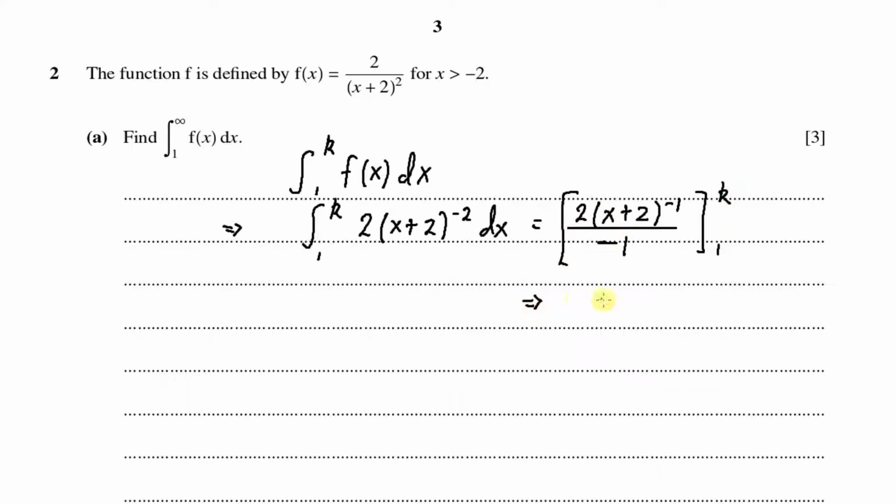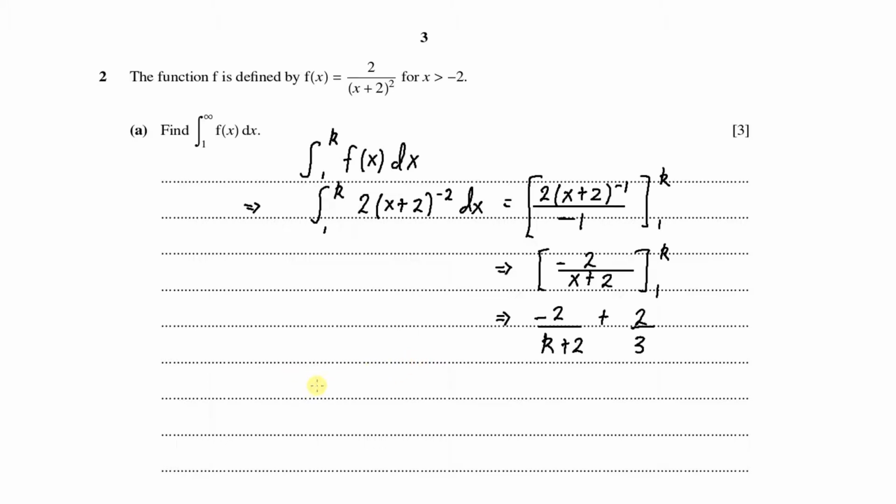So this can be expressed as minus of 2 over (x plus 2) with our limits. So this is just another way of expressing it. And we can simplify this to, substituting k, we'll be having minus 2 over (k plus 2). And substituting 1, we'll be having minus of minus, so we have plus 2 over 1 plus 2, which is 3. So this is what we now have if we integrate with the limits 1 and k.